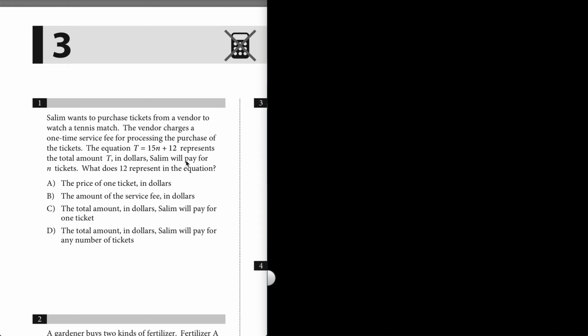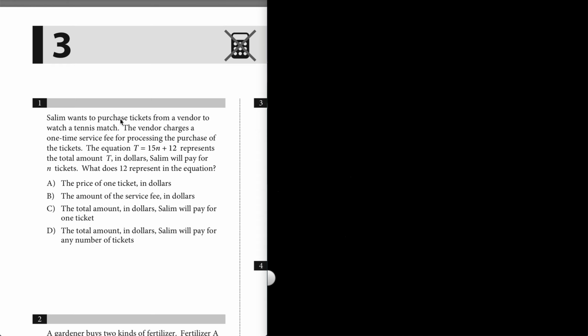All right, number 1. Salem wants to purchase tickets from a vendor to watch a tennis match. The vendor charges a one-time service fee for processing the purchase of the tickets. The equation T equals 15n plus 12 represents the total amount T in dollars Salem will pay for n tickets. What does 12 represent in the equation?